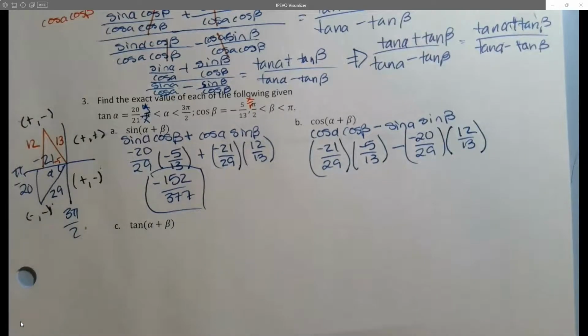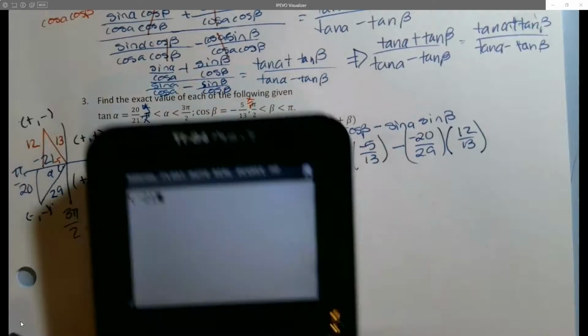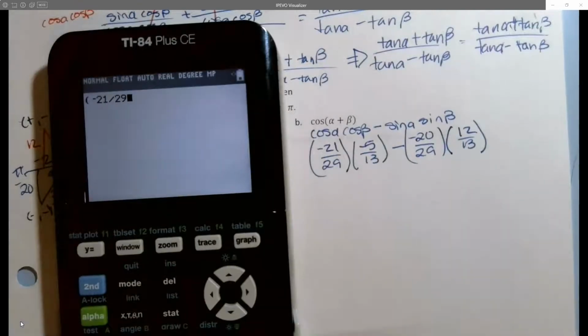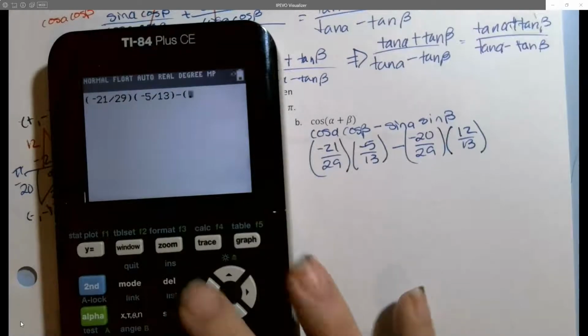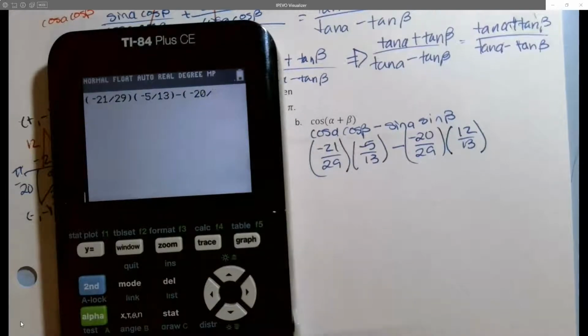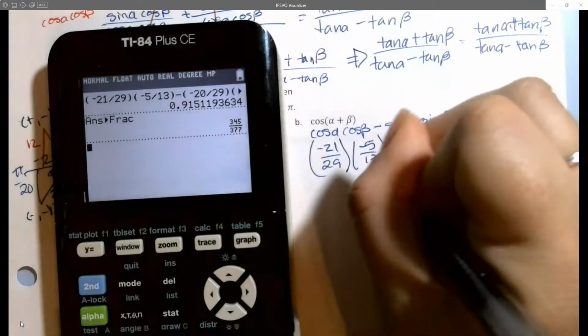I can type this into my calculator. Then turn it back into a fraction, which gets me 345 over 377.